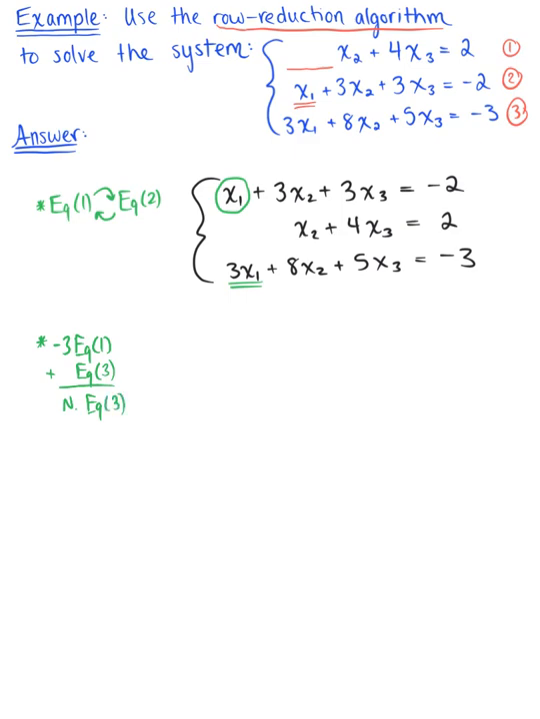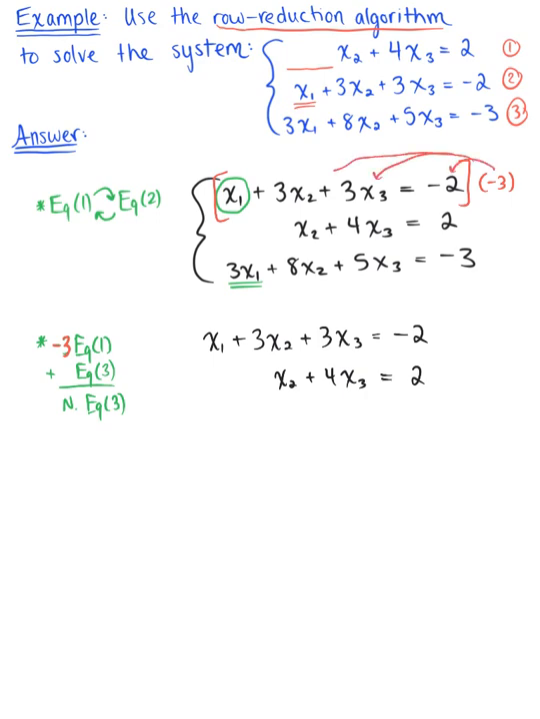So the first two equations will remain as they are. We still have x sub 1 plus 3x sub 2 plus 3x sub 3 is equal to negative 2. We have x sub 2 plus 4 times x sub 3 is equal to positive 2. And now just be careful here as you do this manipulation. We're multiplying the entirety of equation 1 by a negative 3. So this negative 3 needs to be distributed to each term in equation 1.